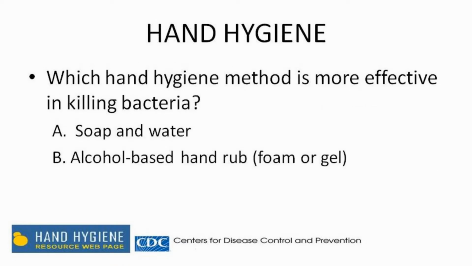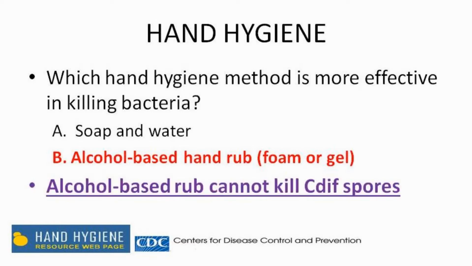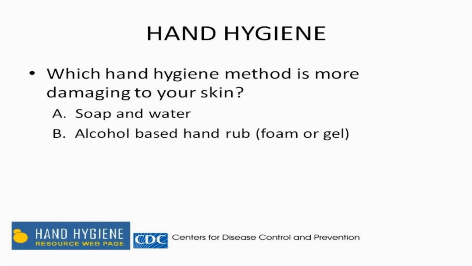Next question, which hand hygiene method is more effective in killing bacteria? Is it A, soap and water, or B, alcohol-based hand rub using foam or gel? It would be B, alcohol-based hand rub. However, one should keep in mind that if a patient has Clostridium difficile infection, alcohol-based rub cannot kill the spores, so soap and water is needed. Which hand hygiene method is more damaging to your skin? Is it A, soap and water, or B, alcohol-based hand rub? The correct answer is actually A, soap and water, believe it or not.